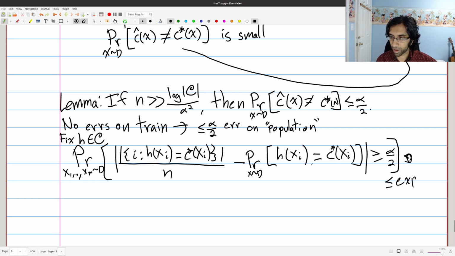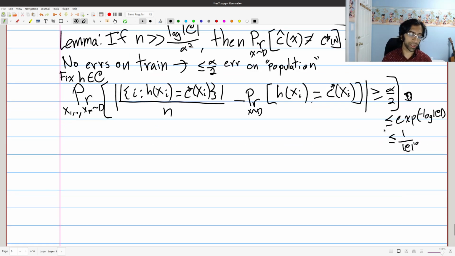This will be upper bounded by exp of minus log of size of c, which, if you let the exp and the log cancel out, and put a big enough constant in front of this, which is hidden here, is less than or equal to 1 over size of c to the, say, 10. The point is just that putting a big enough constant here will cause this probability to decay very fast.